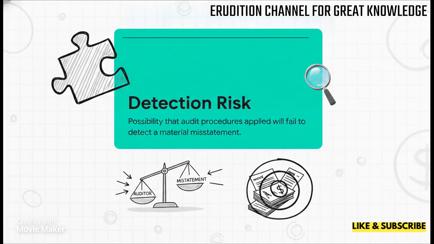It's the possibility that the audit procedures the auditor chooses to apply will simply fail to detect a misstatement that's sitting right there. Why does this happen? Well, auditors don't check 100% of every single transaction. If an auditor applies a testing method that, say, only checks the mathematical accuracy of a sales invoice, rather than verifying if the actual sale even occurred, they've created a blind spot. That's a classic example of detection risk.